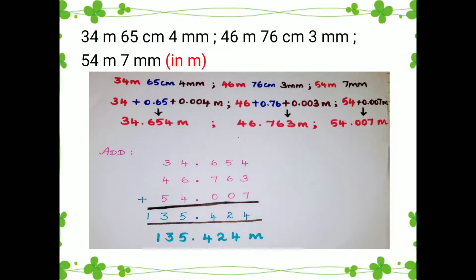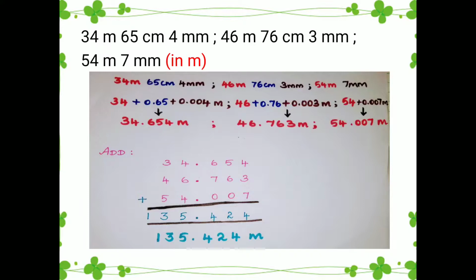Then you are going to add all the things. You will get the answer as 34.654 meter, then 46.763 meter, then 54.007 meter. Now we are going to add all together. While you are adding, please write your numbers in the correct place values. When you add, you will get the answer as 135.424 meter. Don't forget to mention the unit, that is meter.